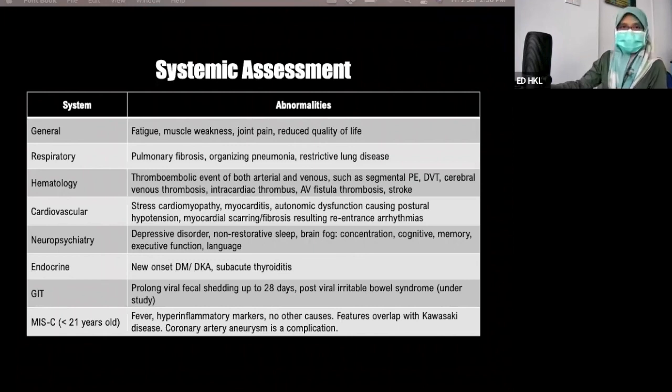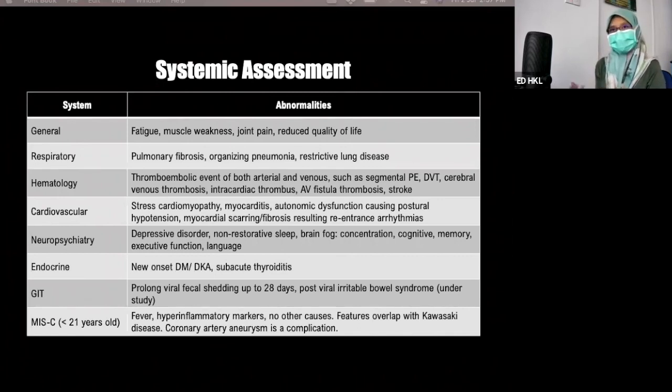Respiratory, they can come with organizing pneumonia which requires steroid, or lung fibrosis with chronic hypoxia. Hematology, hypercoagulable state of both the venous and arterial systems, so they can get DVT, PE, cerebral venous thrombosis, and also stroke. Cardiovascular is very common, agree? Arrhythmia, AF, chest pain, non-STEMI. What else have you all seen? Myocarditis, which is very hard to prove. Endocrine, they come with DKA post-COVID infection. Surely you have seen that. Okay, and MISC.